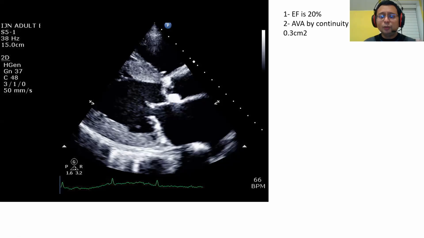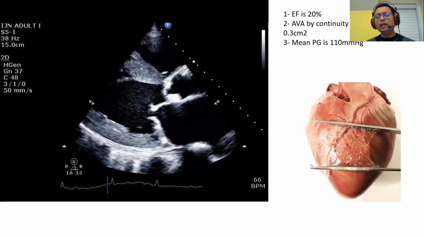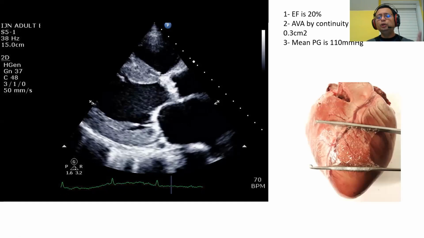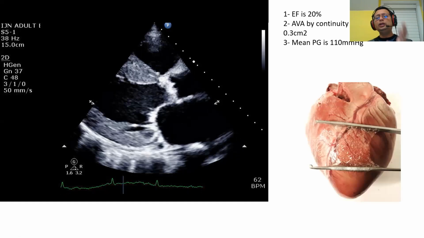The AVA from continuity equation is only 0.3 centimeters squared, so very small. The mean gradient is 110, it's extremely high. Okay. Now look at the echocardiogram here. All right. Tell me whether you want to use algorithm 1 or straight away use algorithm 2.